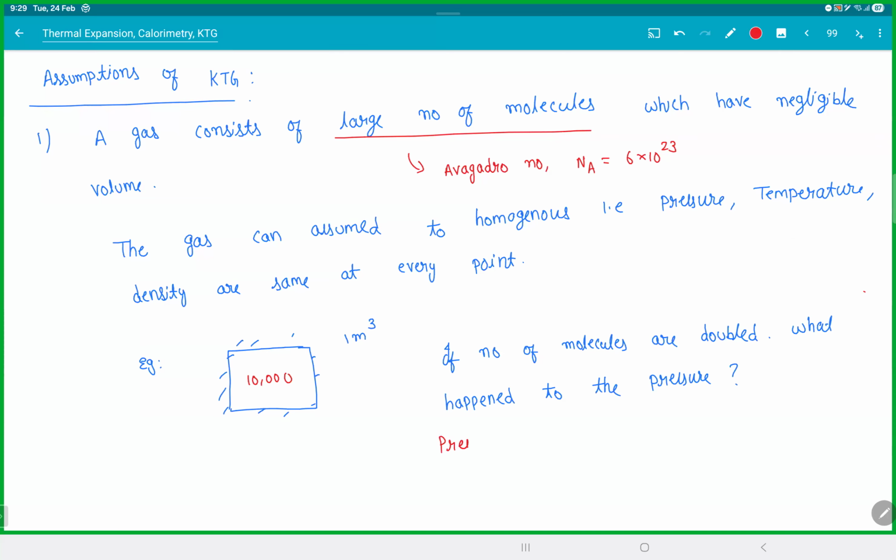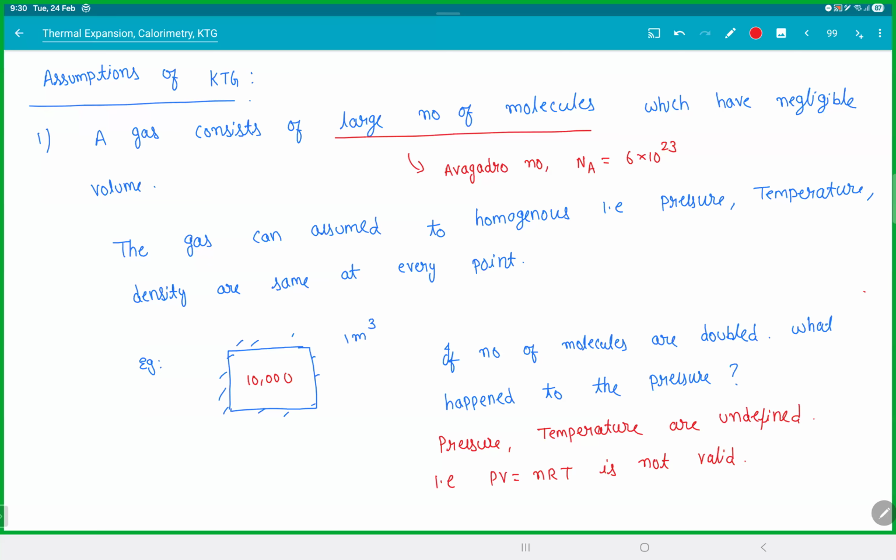10,000 molecules is such a small sample. Most of the space is actually empty. So pressure and temperature are undefined. That is, PV is equal to nRT is not valid. So just be careful with that. If your samples are very small, you can't use this ideal gas equation.